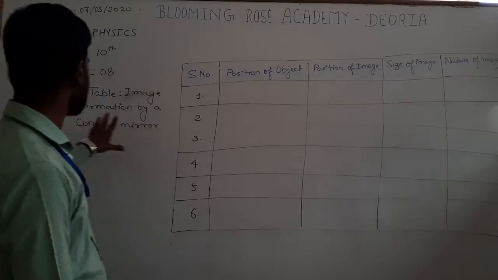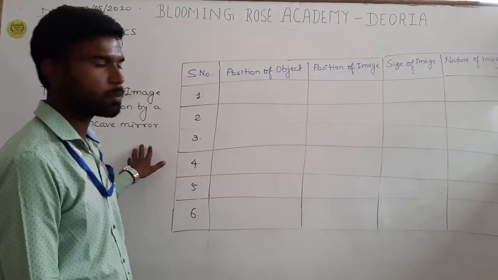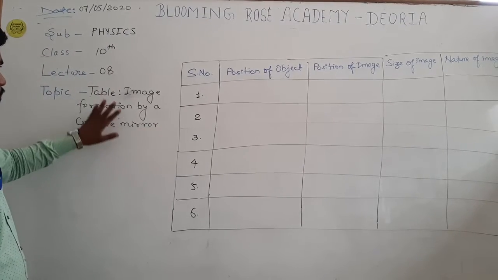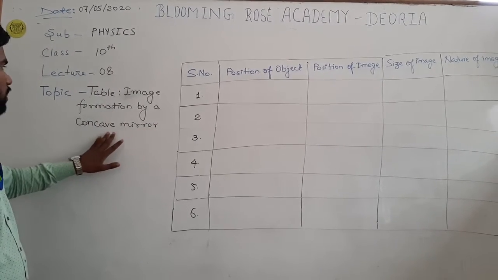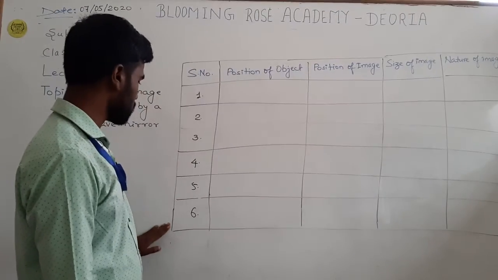In the previous lecture, we discussed the rules for image formation by a concave mirror. Today, we will discuss the tabulation of image formation by a concave mirror. Here there are 6 possibilities.